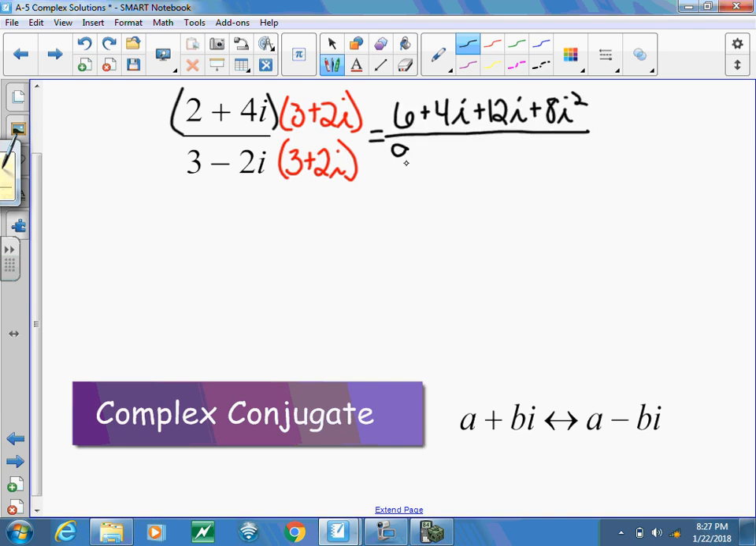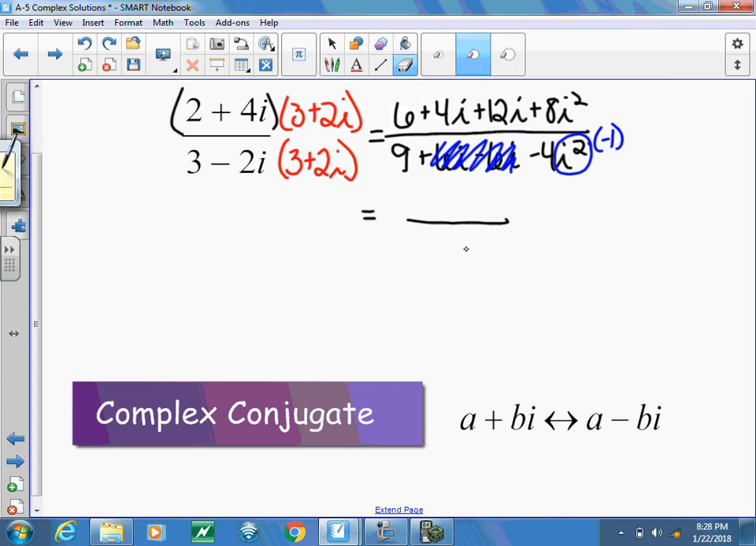Denominator, 3 times 3 is 9. 3 times 2i is 6i. Negative 2i times 3 is negative 6i, and negative 2i times 2i is a negative 4i squared. Now you might be thinking, well, we still have i's in our denominator, but actually we don't. Those 6i's are going to cancel each other out. Now you still have this i squared, but we've talked about how that is equal to negative 1. And so really in your denominator here, you have 9 plus 4. So that's going to end up giving us, sorry, not 15, but 13.